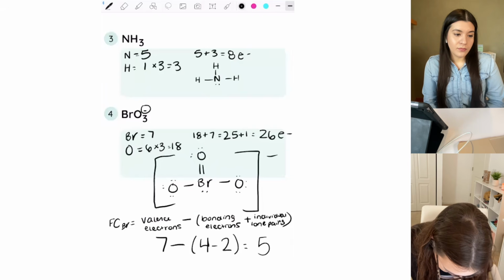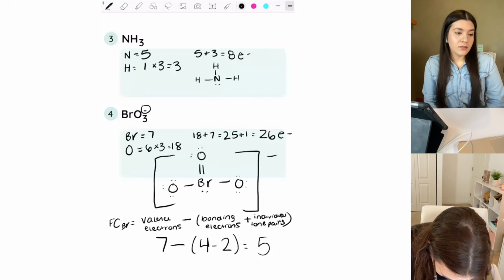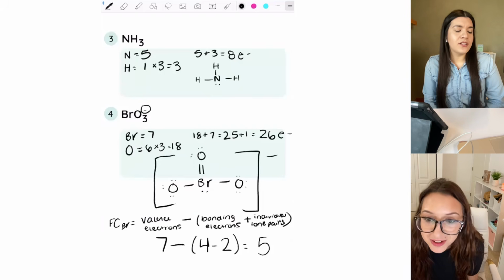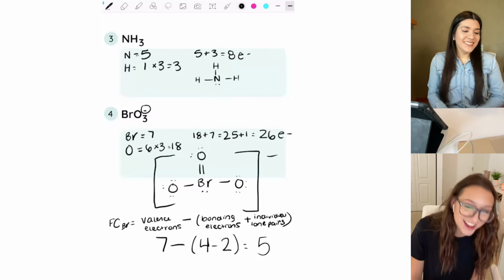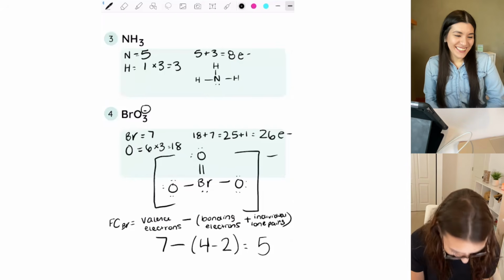Wait, what just happened? I got 5 now. Hold on. Parentheses first, then subtract. Oh, yeah, that's 7. Sorry, 4 plus 2. So the formula is bonding electrons plus... Yeah, I messed up the formula. I'm like, what just happened?